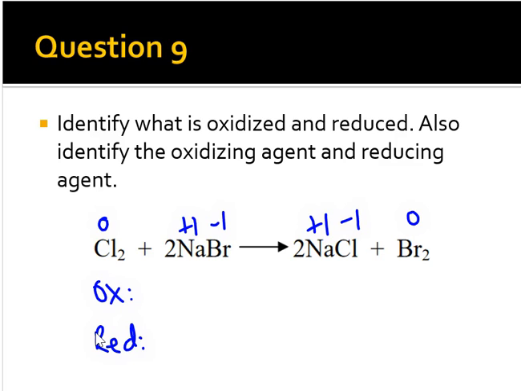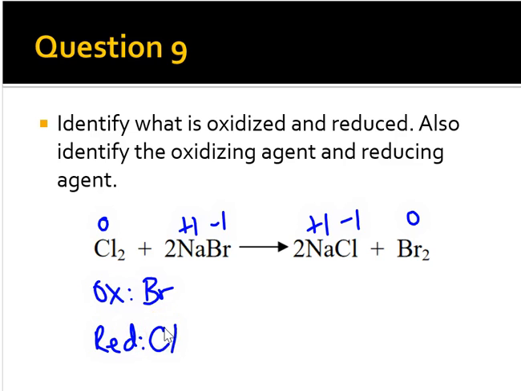So the element that is oxidized is the one whose charge went up. Okay, so we have chlorine went from 0 to -1. Sodium went from +1 to +1. Bromine went from -1 to 0. So the one whose charge went up is actually bromine. Bromine went from -1 to 0. It became more positive, so its charge is going up. Chlorine went from 0 down to -1. So whatever is reduced is the one whose charge went down.